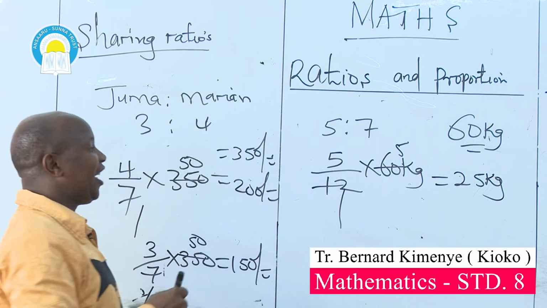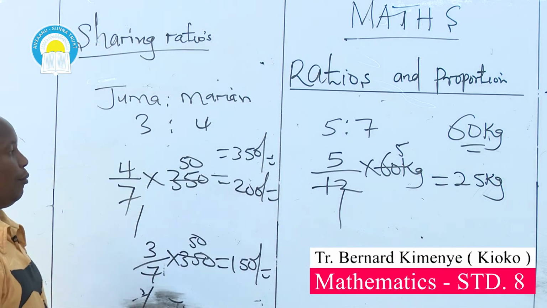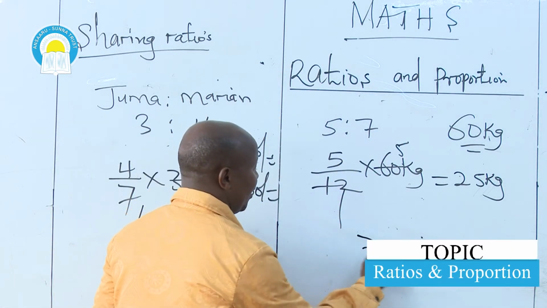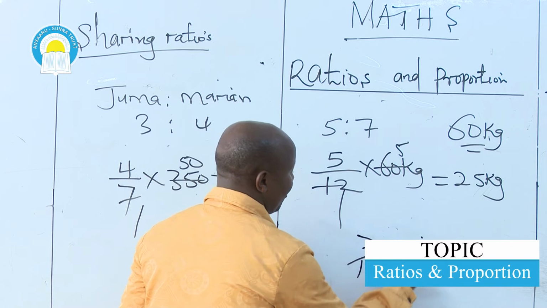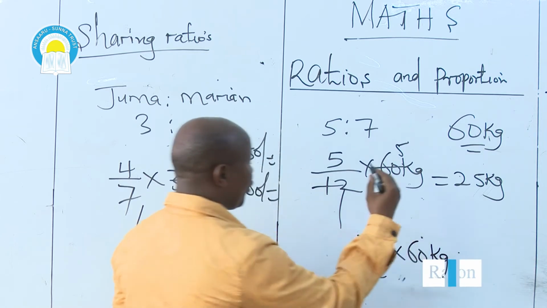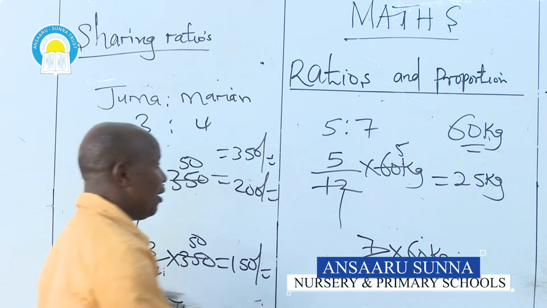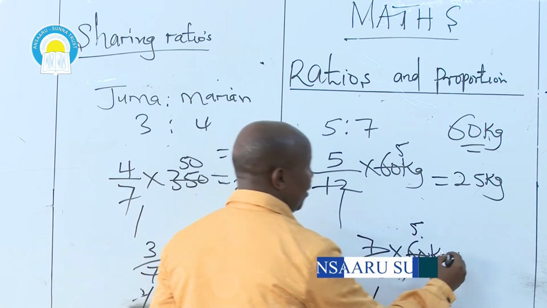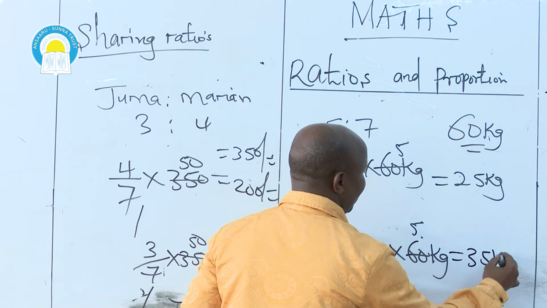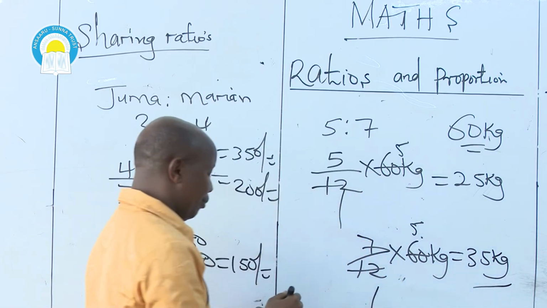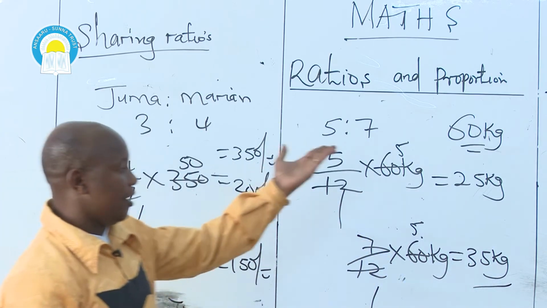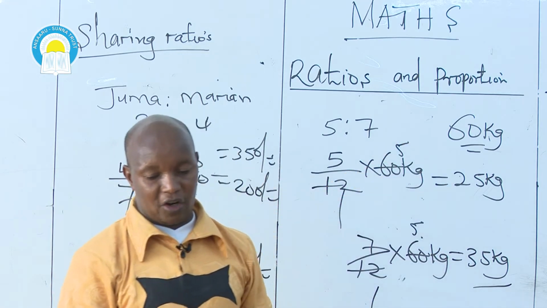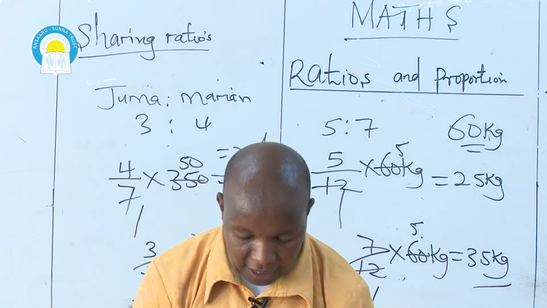To get the share of the second person, it will be 7 over the total, which is 12, multiplied by the total number of kilograms to be shared. In my case here, I simplify by 12, 1, by 12, 5. 5 multiplied by 7, I get 35 kilograms. Class, if you also want to prove your answer, you note that 25 plus 35, you still get 60 kilograms. That's how we share ratio.